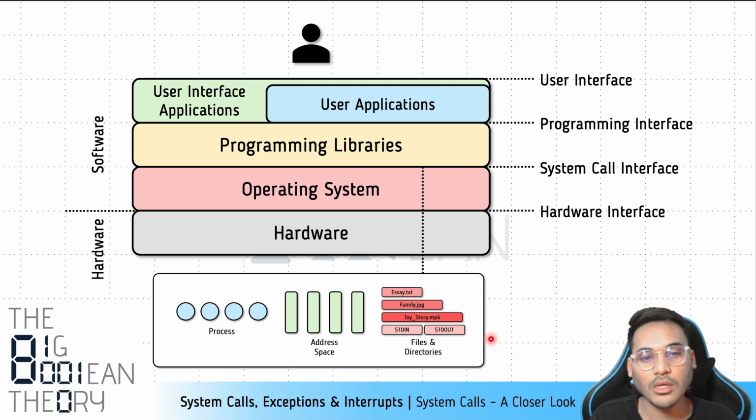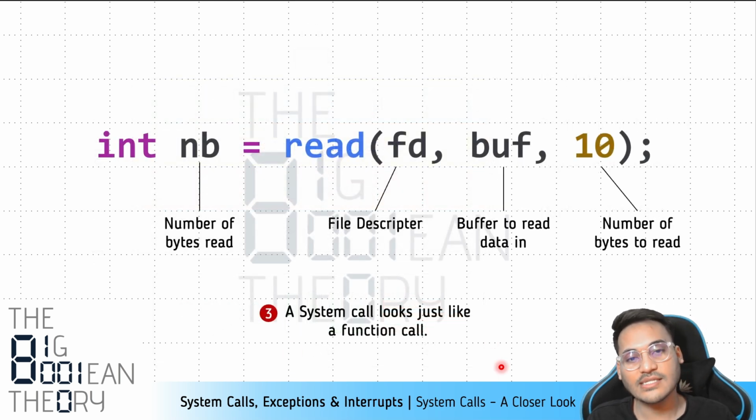Okay, this is an example of how a system call could look. Here is the read system call. The read system call is used to read some data from files. You can see a system call looks just like a function call. You pass in certain arguments, and this system call returns a return value.